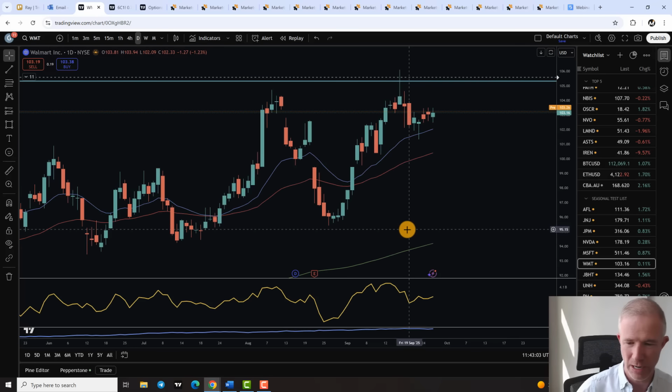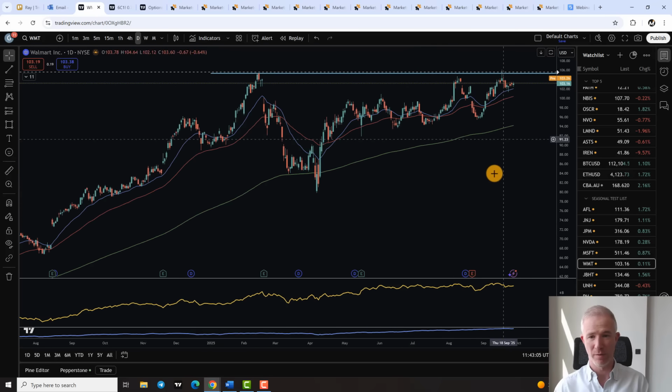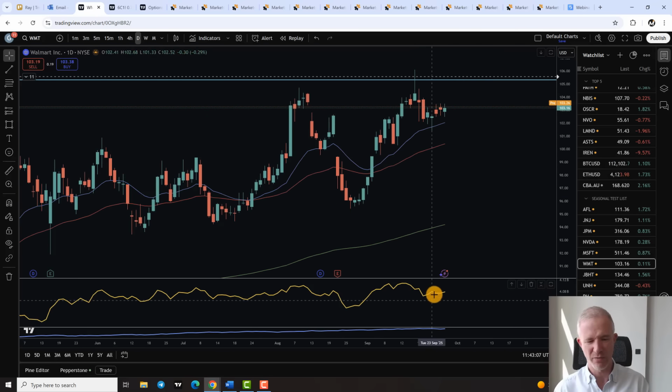Walmart, similar to Nvidia, looking for a break above the highs in here would be of interest. Volume has started to come off, but let's see. We're a little bit off that high, so that would be of interest.